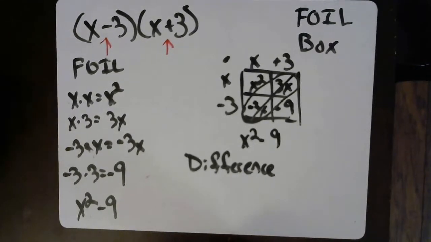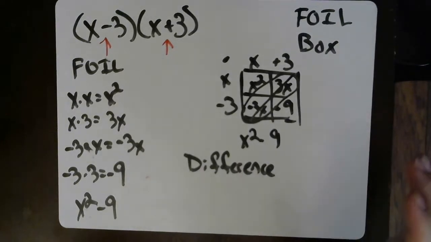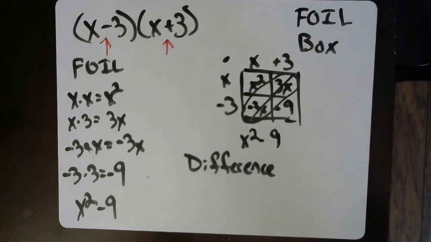Alright, try a couple different ones on your own, FOIL and box. It does not matter which one you do. Practice, practice, practice. The faster you get with these, the easier it will be to factor them out later.